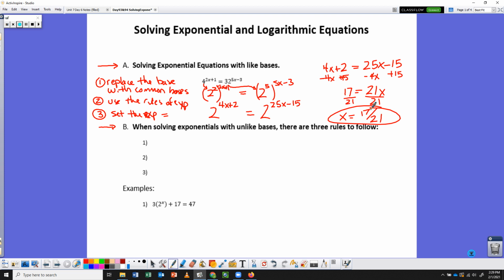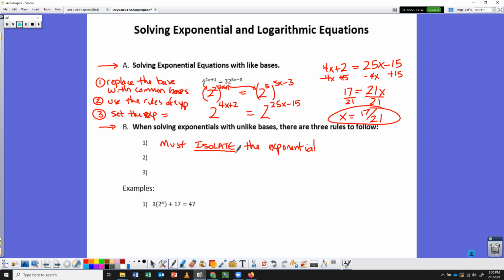Number 1, the first step is you must isolate the exponential. Now the exponential consists of a base and an exponent. Anything else that's added on or multiplied or subtracted or whatever needs to get moved over to the other side. So that's what the word isolate means. It means get it by itself. So step 1, get the exponential to be completely by itself.